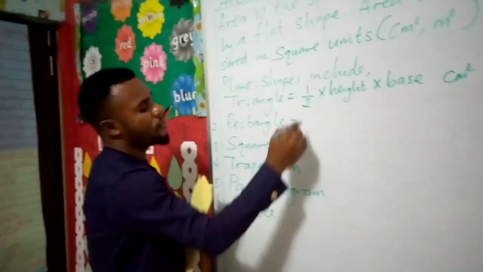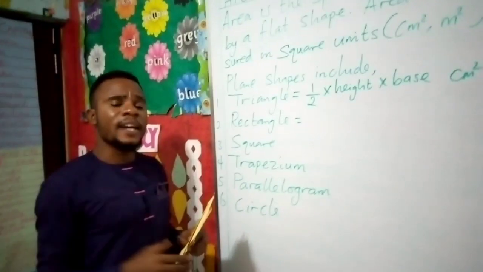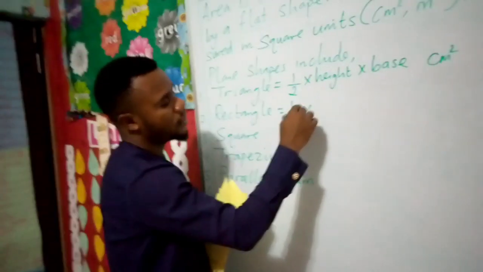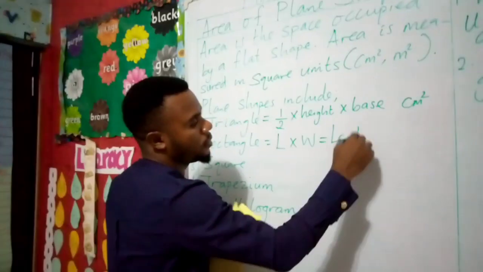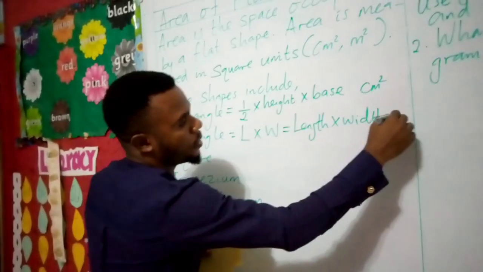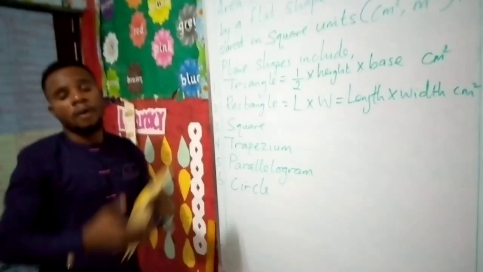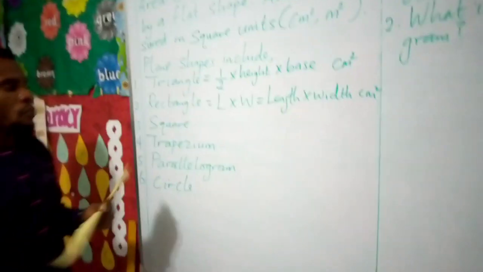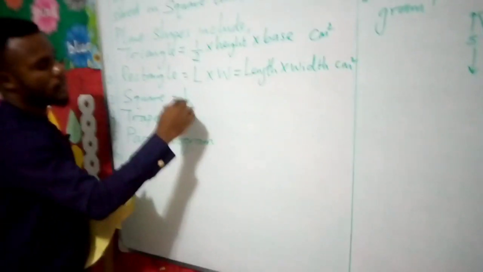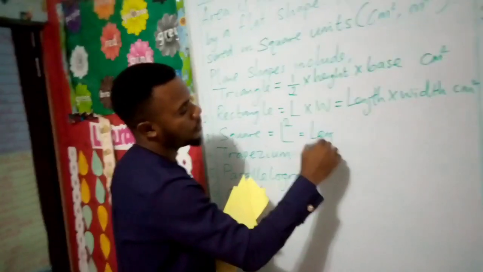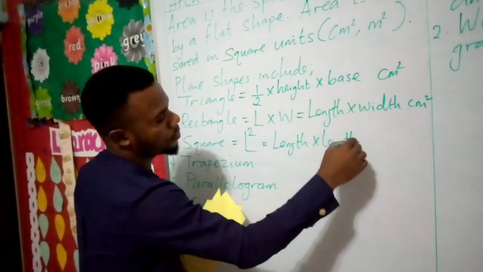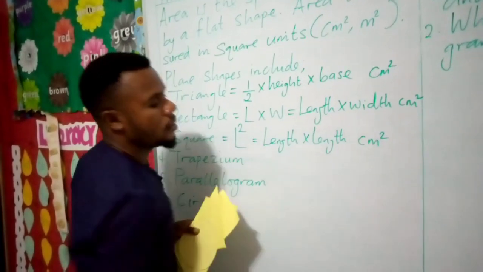Now the next is the rectangle. Since opposite sides are equal, we name it as length times width. Length times width, and also we can use centimeter square as its units or meter square. Now the square, which is length square. To get it, you say length times length, which also has its unit as centimeter square or thereabout.